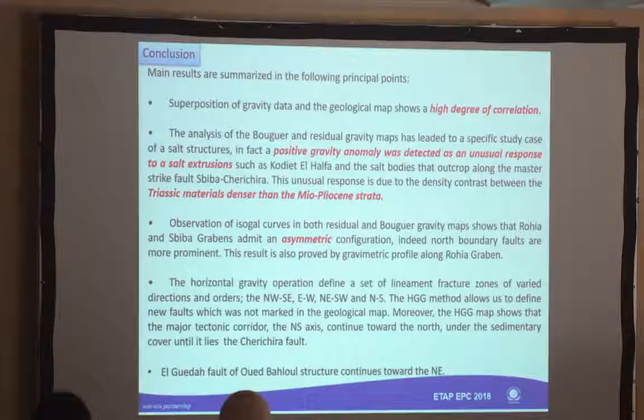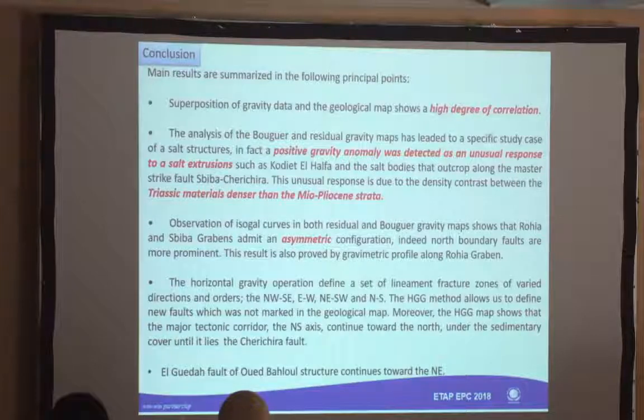So, as a conclusion, the main results are summarized in the following principal points. Superposition of gravity data and the geological map shows a high degree of correlation. The analysis of the Bouguer and residual gravity maps has led to a specific study case of a salt structure. In fact, a positive gravity anomaly was detected as an unusual response to a salt structure extrusion, such as Qudit Halfa and the salt bodies that outcrop along the master strike fault, Sbiba Shirishira.